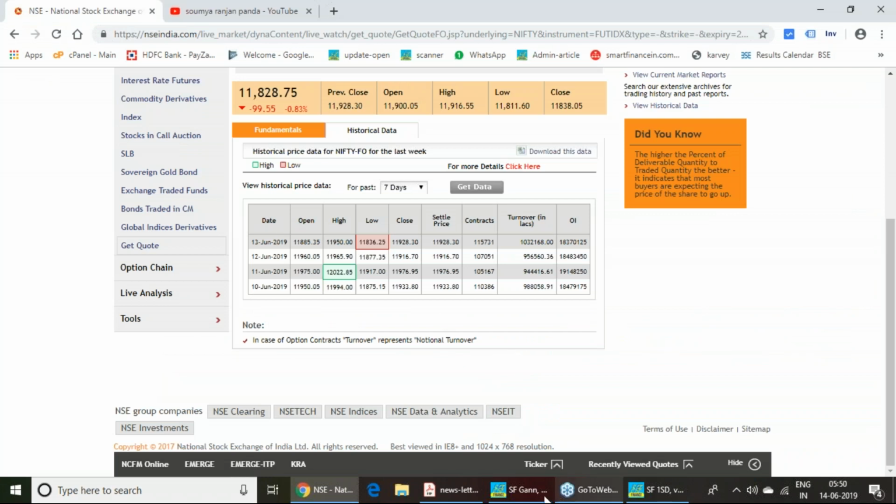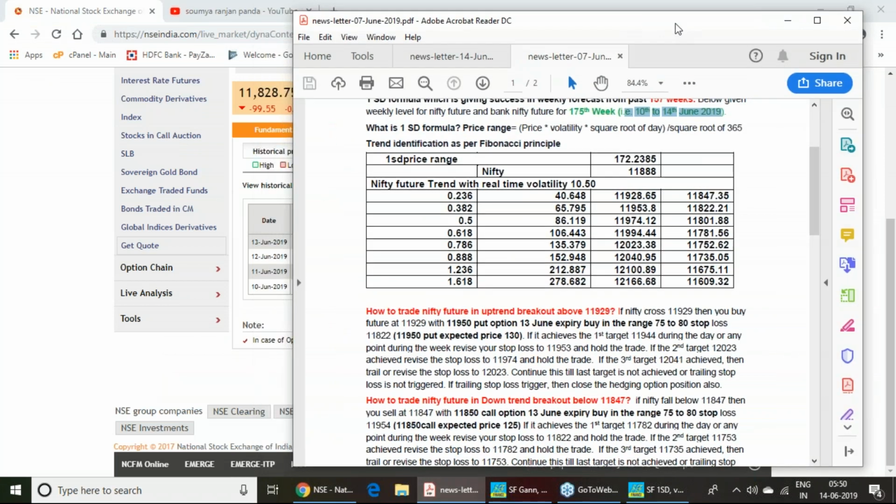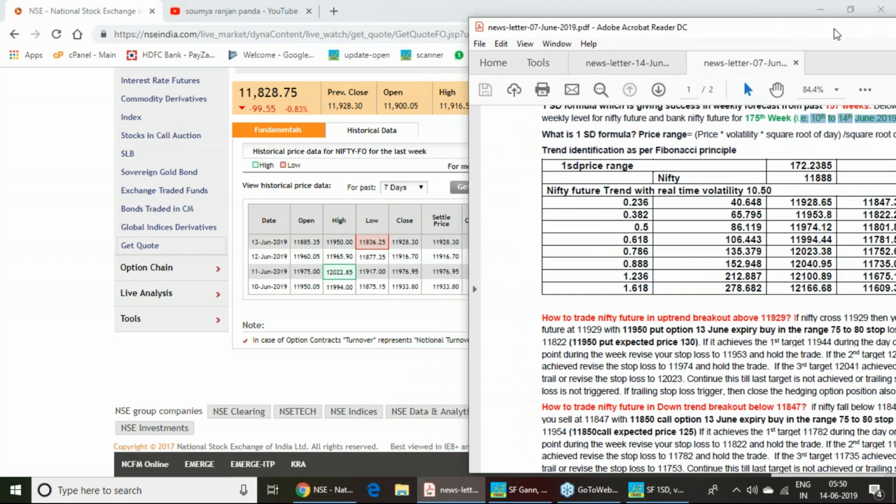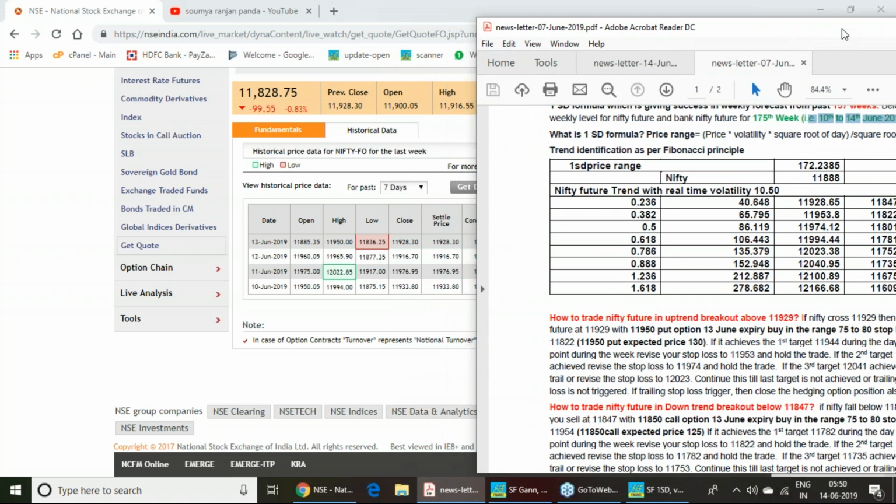I am taking the highest point the Nifty future moved last week. Last week started on 10th and ended today. On 10th June, it made a high of 11,994, which is also one of my calculations, the first target. On 11th June, it made a high of 12,023, also one of my calculations, just lagged by some 15-20 paisa.